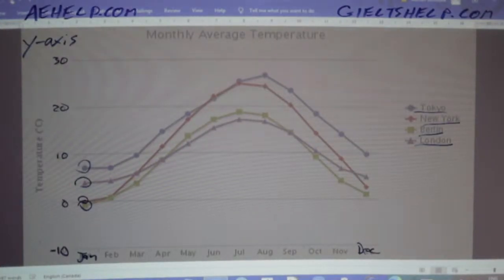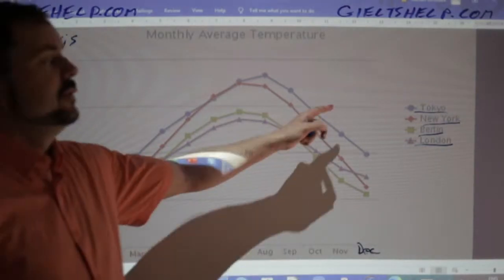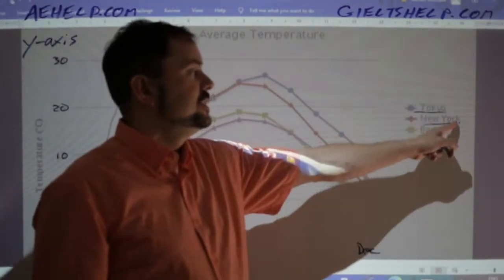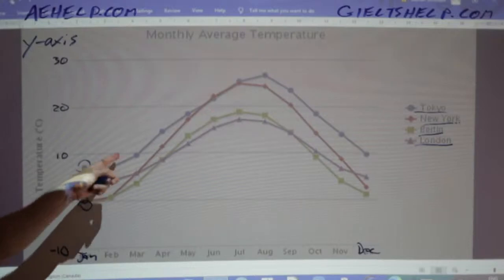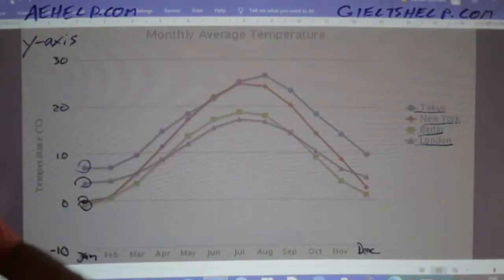All right, so we observe the graph, we observe the y-axis, then we observe the x-axis, then we observe the legend, okay, that tells us what is what, and then we look at the specific data points, okay? Always, of course, observe the title of the graph as well.